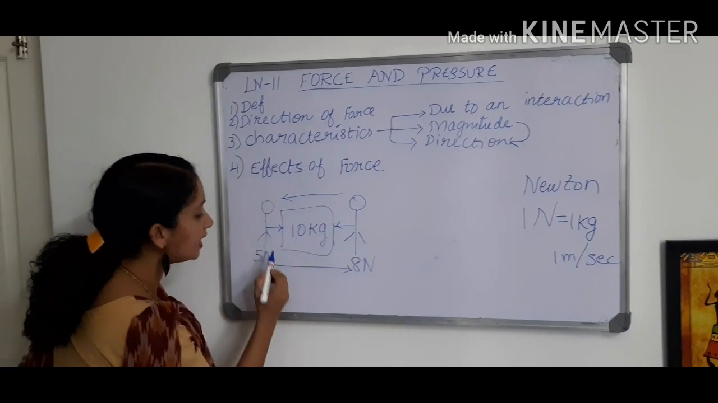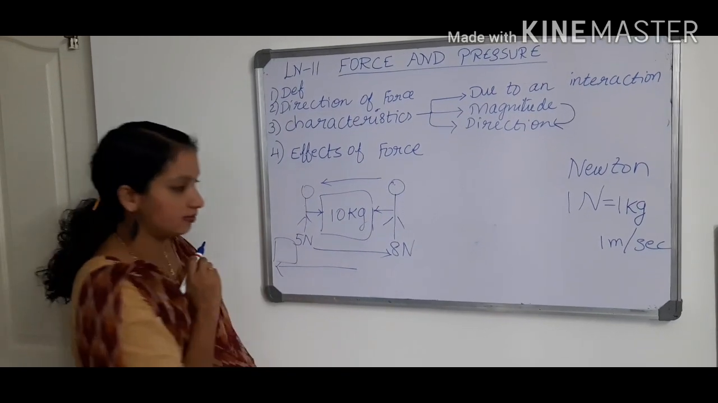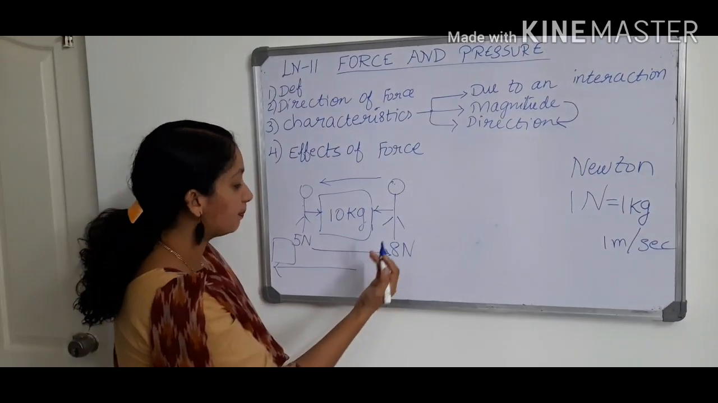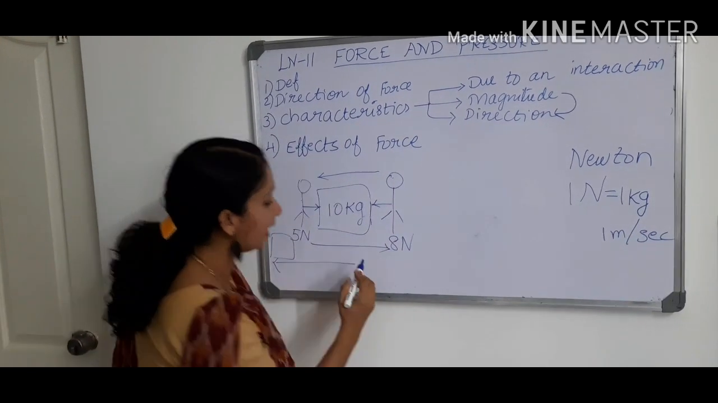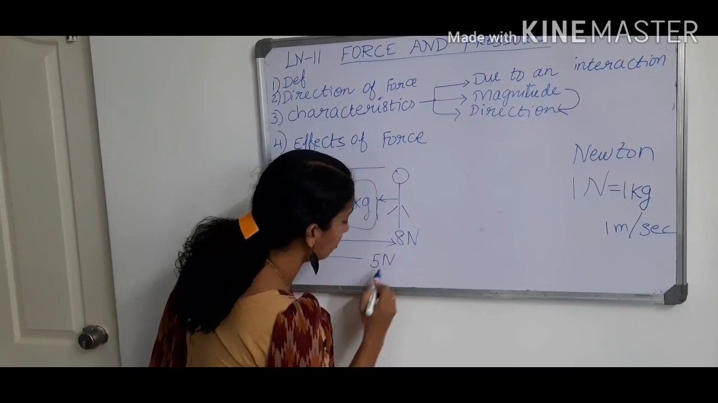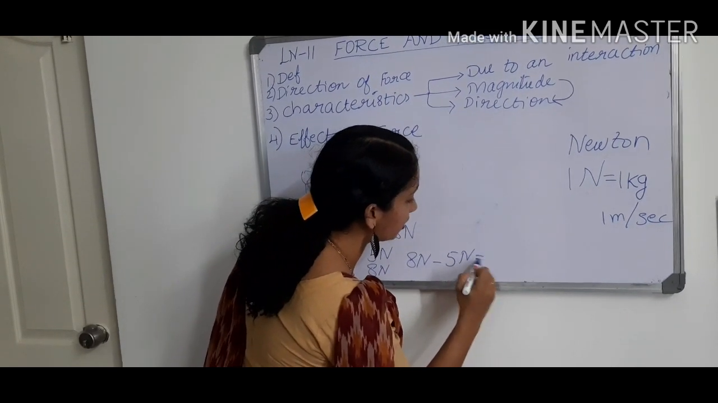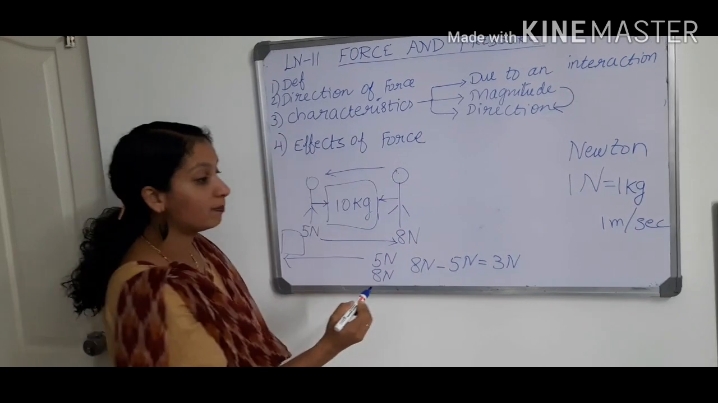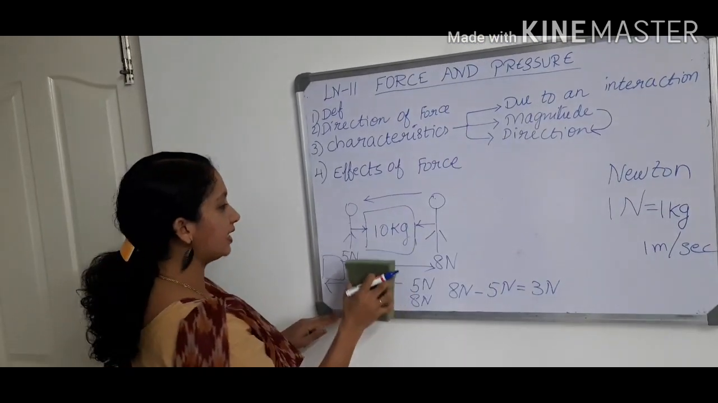So, the box is going to move in this direction, reaching here, because this person has applied more force. What is the difference between the forces applied? The first person applies 5 Newton, the second person 8 Newton. So the difference is 8 Newton minus 5 Newton, which is 3 Newton of extra force applied by the second person. So, this is the second example.